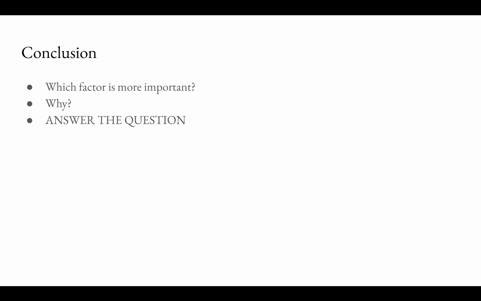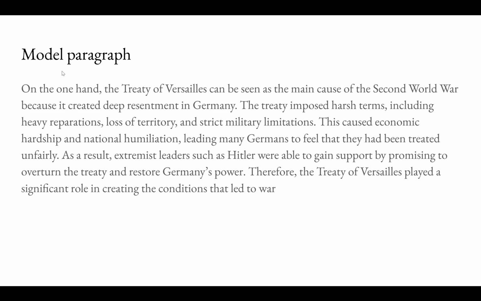Now, this is one of the most important parts of your essay, and it's also where many students lose marks. You must give a clear judgment. For example, you could say, overall, the Treaty of Versailles was an important cause because it created long-term anger in Germany. However, Hitler's actions were more important because they directly caused the outbreak of war. Notice how this clearly answers the question and also goes into why. Again, this is a model paragraph.